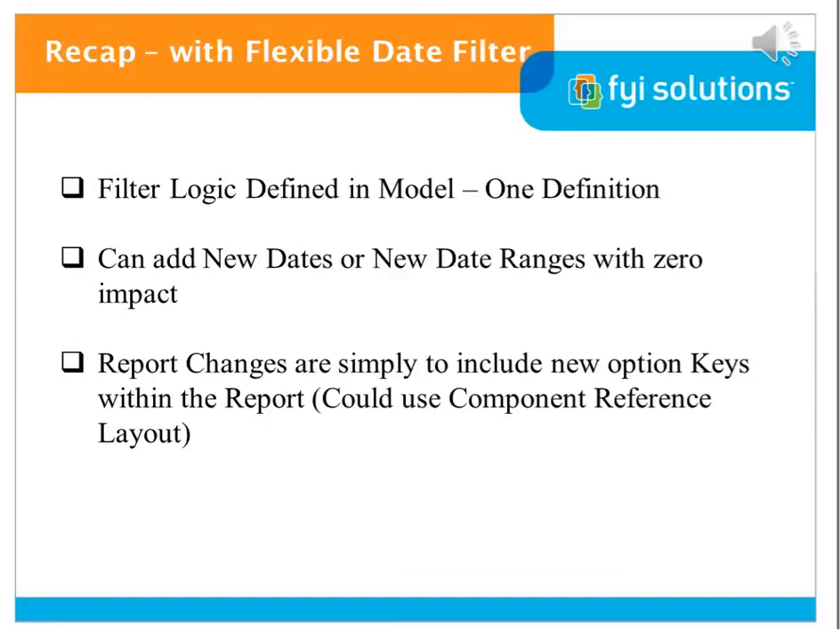And basically, once we've made these new additions in the model, we simply have to go into the reports and add that option into the prompts. Nothing else in the report filter itself has to change. So it's just adding a new line into the prompts of the reports.